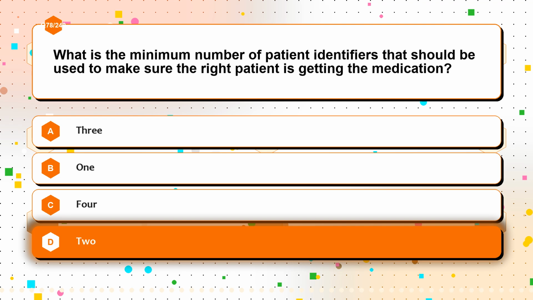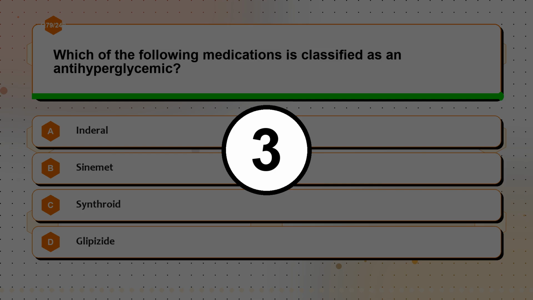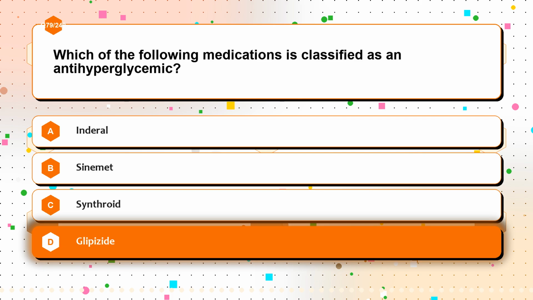2. Question 79. Which of the following medications is classified as an anti-hyperglycemic? Here are the options. Option A, Inderal. Option B, Sinemet. Option C, Synthroid. Option D, Glipizide. The correct answer is option D, Glipizide.